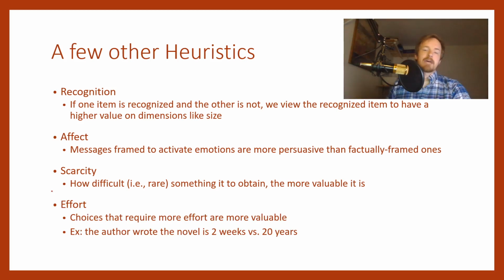And then finally, we have the effort heuristic. The effort heuristic is essentially that whenever we perceive something to have taken more effort to create, it must be more valuable. So let's say that that same author that you thought about just released a book that they wrote in 2 weeks versus a book that they wrote for 20 years. Which of those do you think is going to be better? Most people are going to say the one that took 20 years to write. Why? Because we just assume that, oh, well, if it took more effort, it must be more valuable, it must be better.